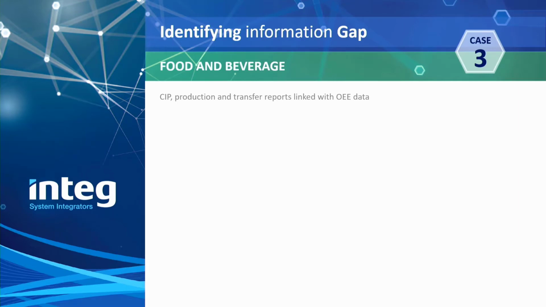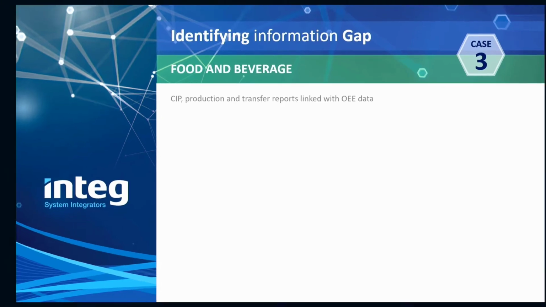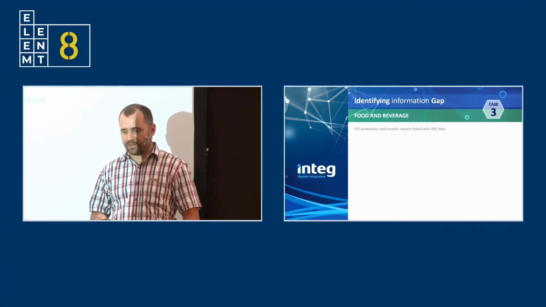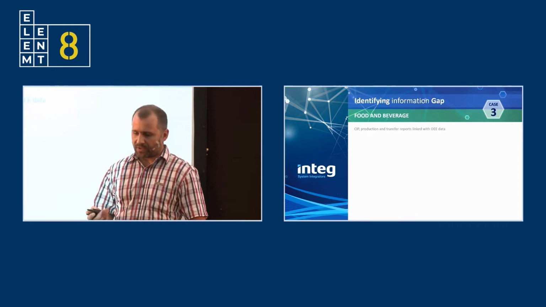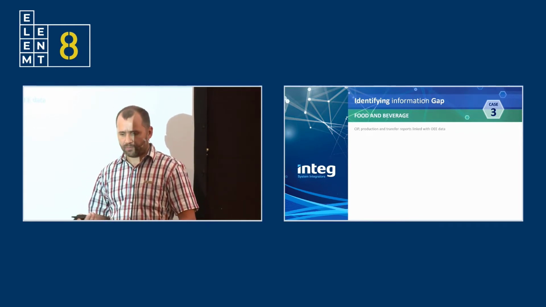For case three, we looked at food and beverage. Now here it's possible to provide quick CIP production and transfer reports linked with OEE data. After CIP cycles, quality normally use manual testing and custom reports generated by the control system to verify their CIPs. These reports normally do not clearly indicate the steps and the failures, which produces an information gap.